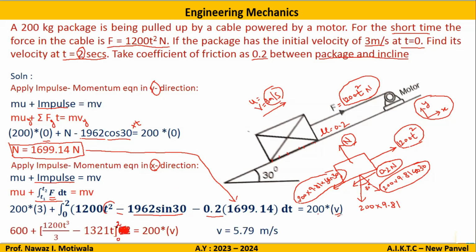So on solving this, I will get equation as 600 plus the integration of t square is t cube by 3, so I will write 1200 t cube by 3 minus 1321 t within the limits 0 to 2 is equal to 200 v. And on solving this equation entirely, I will get the answer for v as 5.79 meters per second. So we were asked to find its velocity at 2 seconds. So our answer will be the velocity of this block at 2 seconds will be 5.79 meters per second. And this completes the solution. Thank you.